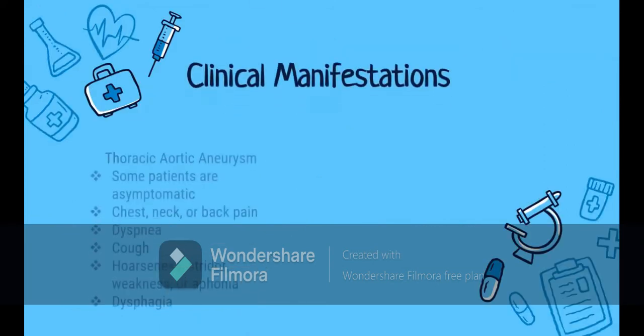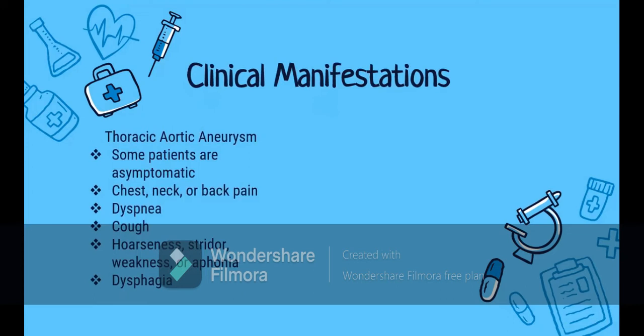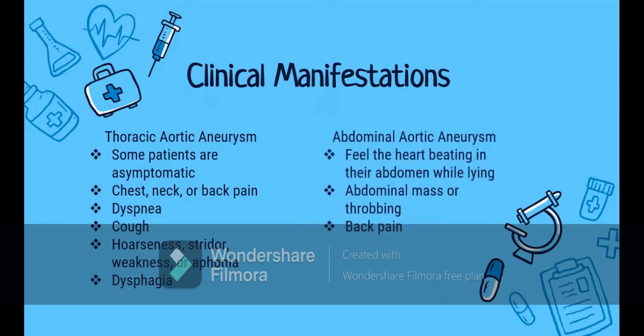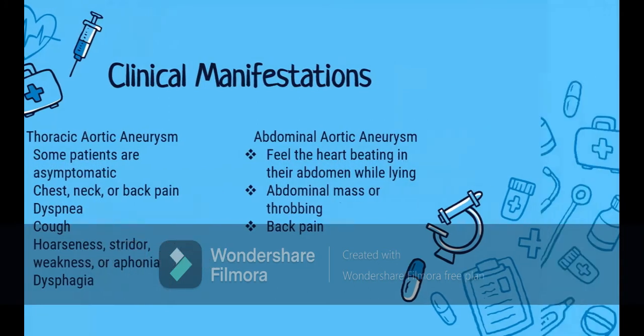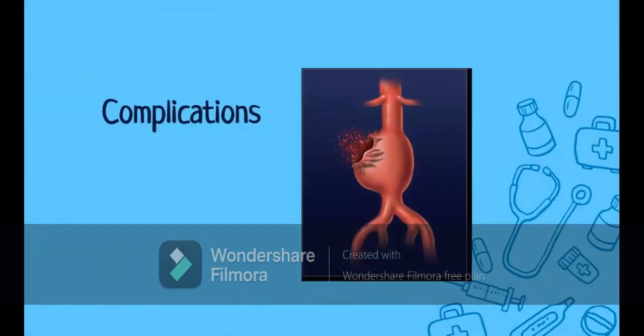Clinical manifestations. For thoracic aortic aneurysm, some patients are asymptomatic. Some patients may experience chest, neck, or back pain, dyspnea, cough, hoarseness, stridor, weakness or aphonia, and dysphagia. And for abdominal aortic aneurysm, the patient may feel the heart beating in their abdomen while lying, abdominal mass or throbbing, and back pain. The complications of aneurysm may be a tear in one or more layers of the wall of the aorta and ruptured aneurysm.